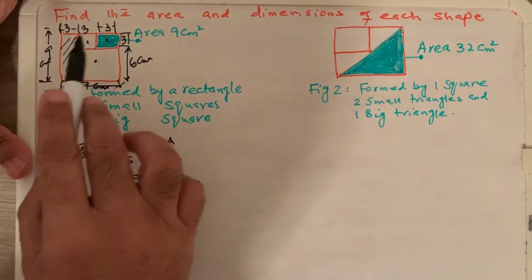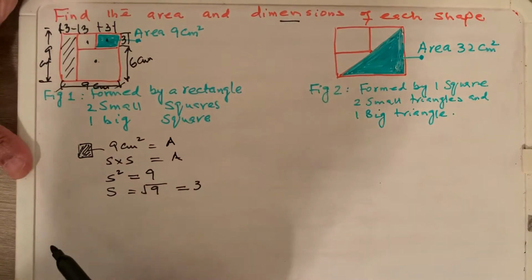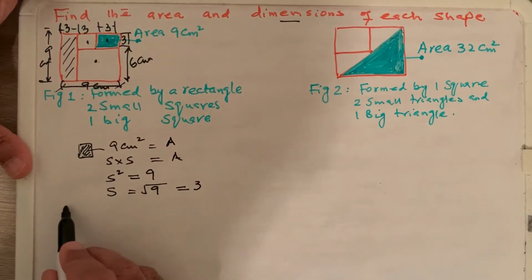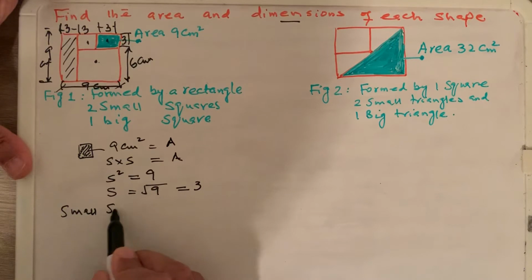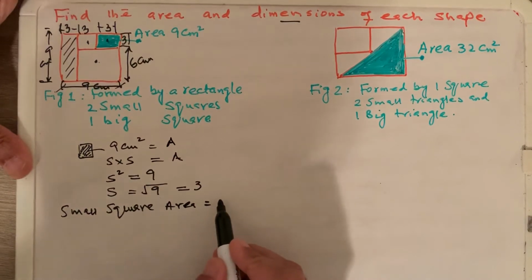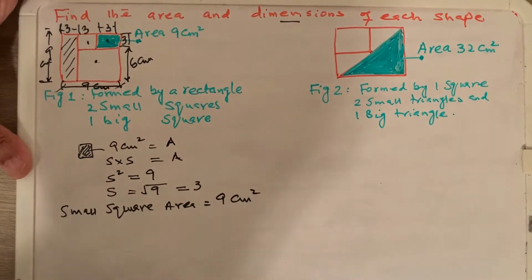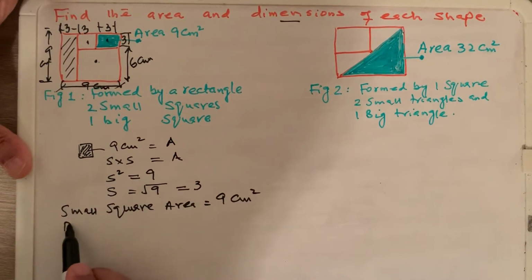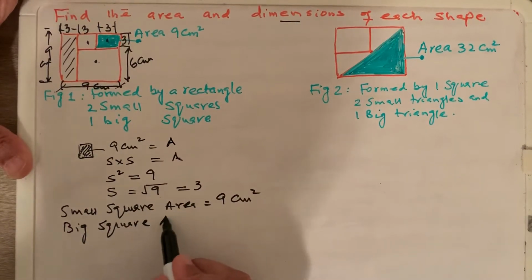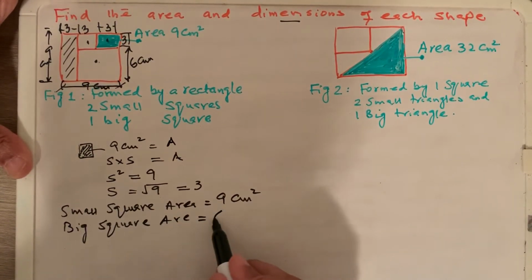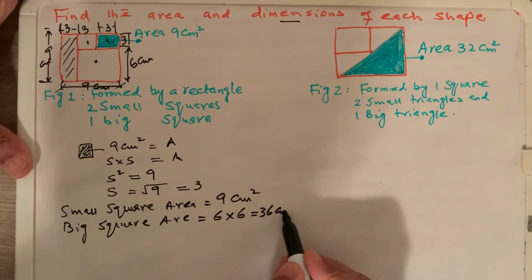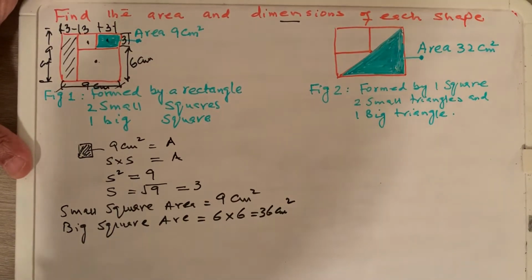Now, since we have calculated all the dimensions of this shape, we can find everything that is required. What is required? The small square area. That was given to us, which is 9 cm square. The second thing is the big square. We have calculated in the figure that the big square has dimensions of 6 centimeter times 6 centimeter, which is equal to 36 centimeter square. So the big square is done.